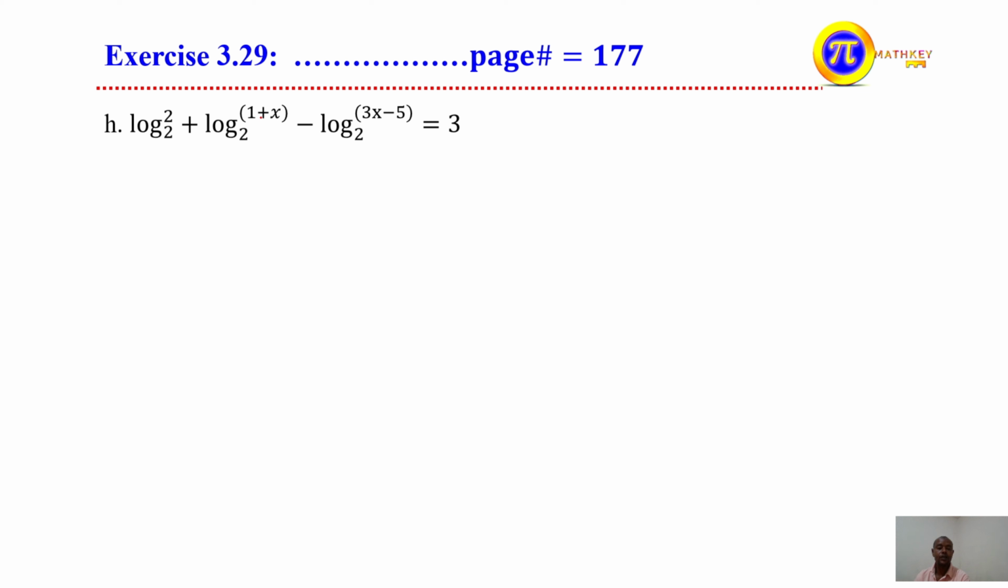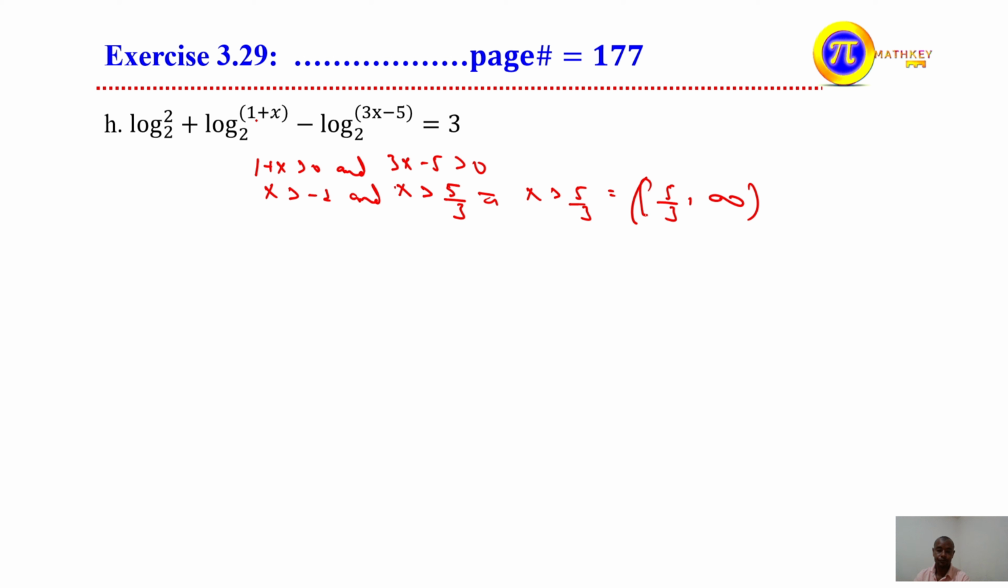Last problem that we solve here: log of 1 plus x, and here is 3x minus 5. So restrict the domain. That means 1 plus x must be greater than 0, and at the same time 3x minus 5 must be greater than 0. The value for x greater than negative 1 makes the first true. x must be greater than 5 over 3. Which one is common for both? The common one is x greater than 5 over 3, which is the open interval 5 over 3 to positive infinity.